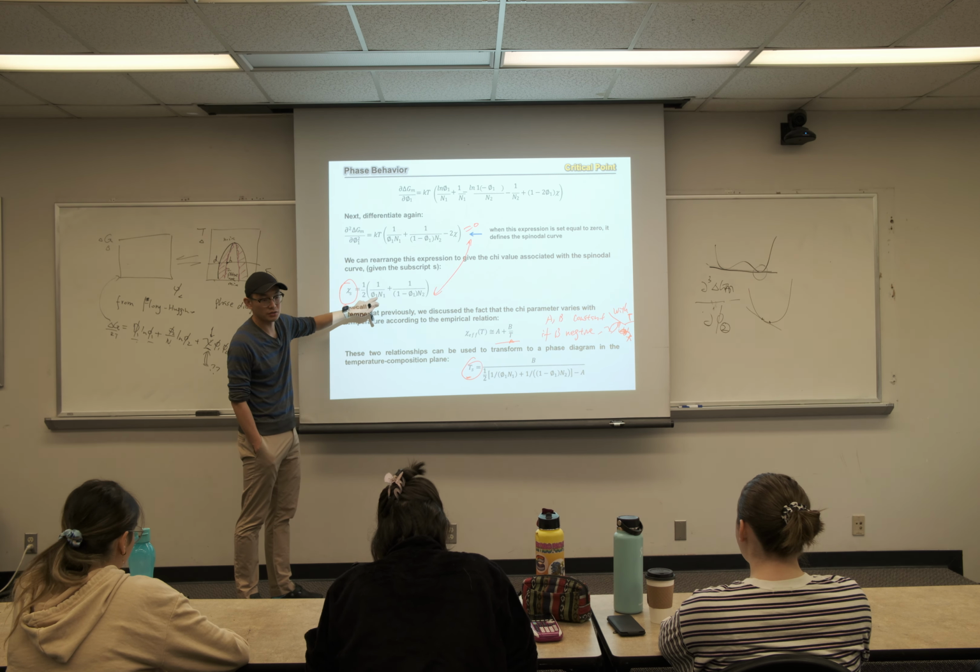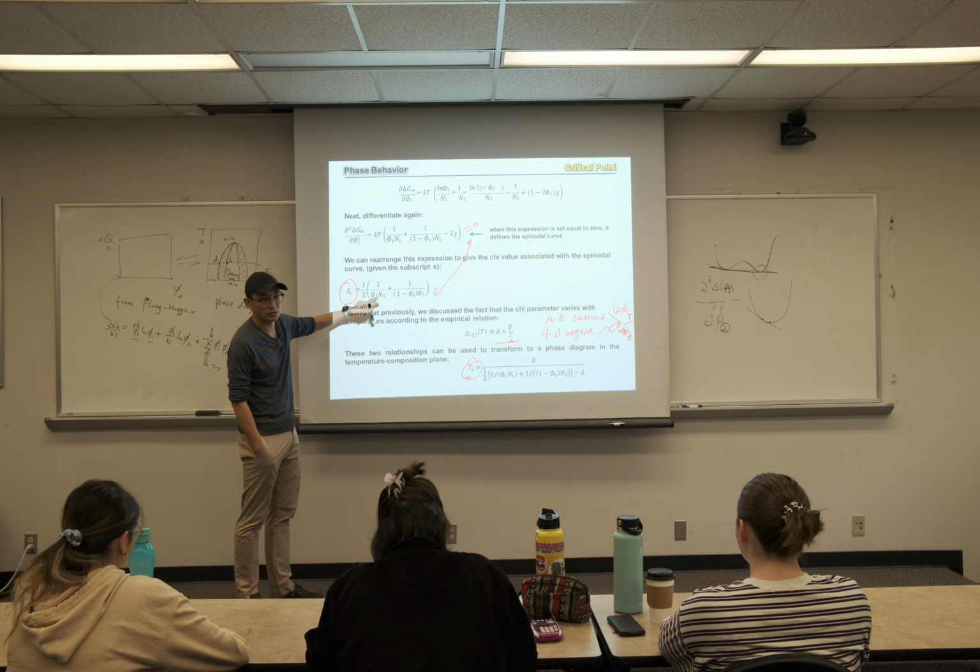So I don't really understand what this chi is for. Okay. So first, let's go here. Do you understand this line? If we take the second derivative, that defines the boundary point of the binodal, the spinodal. So that tells you when you're going to phase separate or not, right? Because that's the boundary between the one phase and two phase.